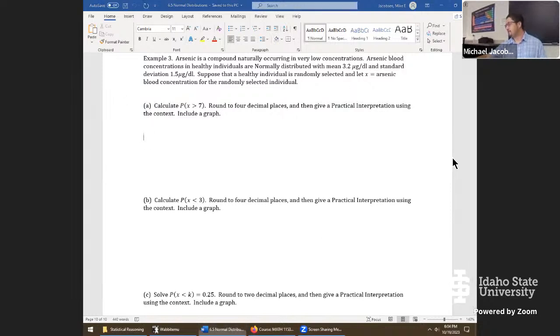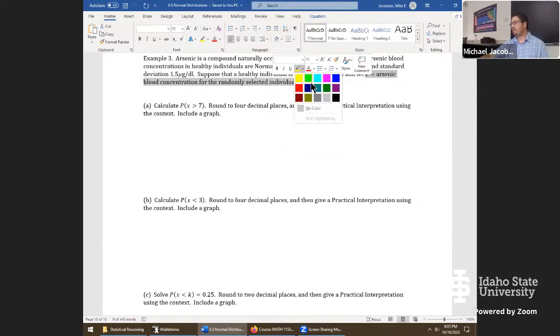It says here, arsenic is a compound naturally occurring in very low concentrations, and arsenic blood concentrations in healthy individuals, we're told, are normally distributed with a mean value of 3.2 micrograms per deciliter and standard deviation of 1.5 micrograms per deciliter. They next tell us, suppose that a healthy individual is randomly selected and let X equal blood arsenic concentration for a randomly selected individual. So this information right here, I feel like this is always, if not highlighted, something to pay special attention to, maybe underline.